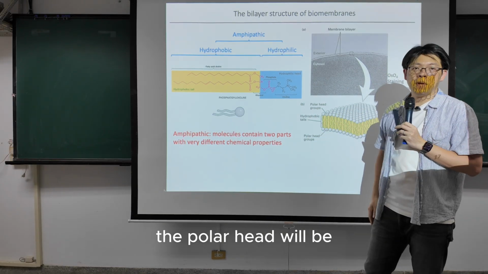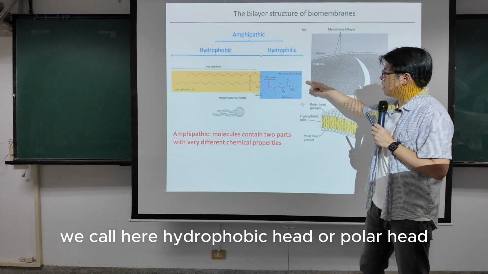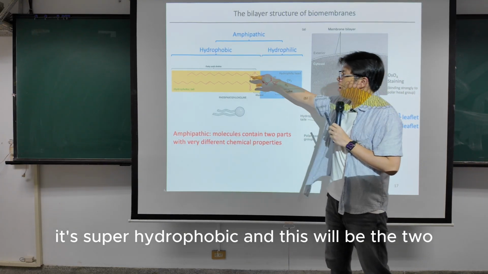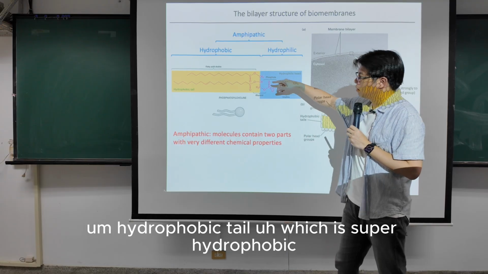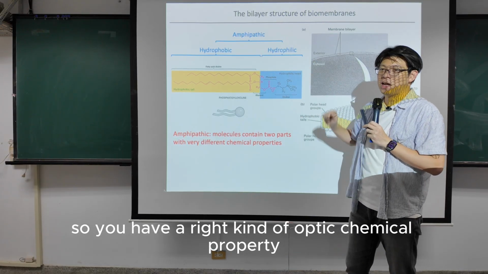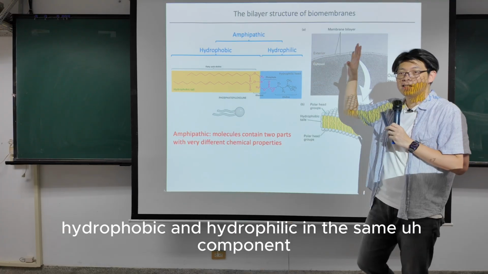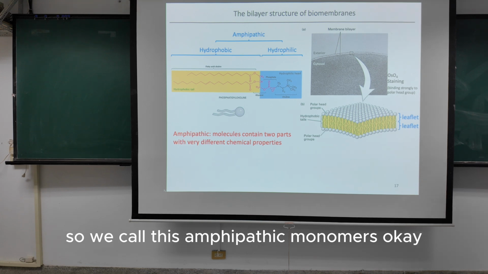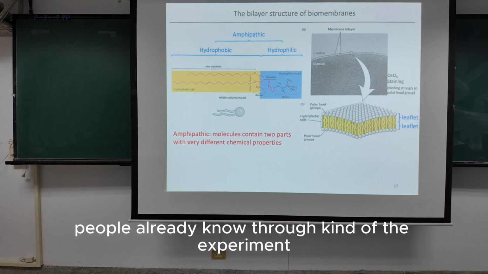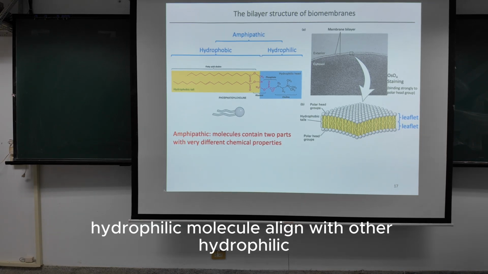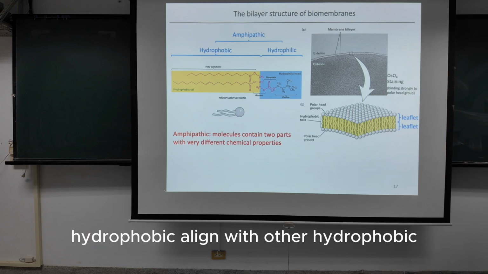The polar head, we call here the hydrophilic head or polar head. It's super hydrophilic. And these will be the two hydrophobic tails, which are super hydrophobic. So you have opposite chemical properties, hydrophobic and hydrophilic, in the same component. So we call these amphipathic molecules. As I mentioned before, people already know through experiments over this century that hydrophilic molecules align with other hydrophilic, and hydrophobic align with other hydrophobic.